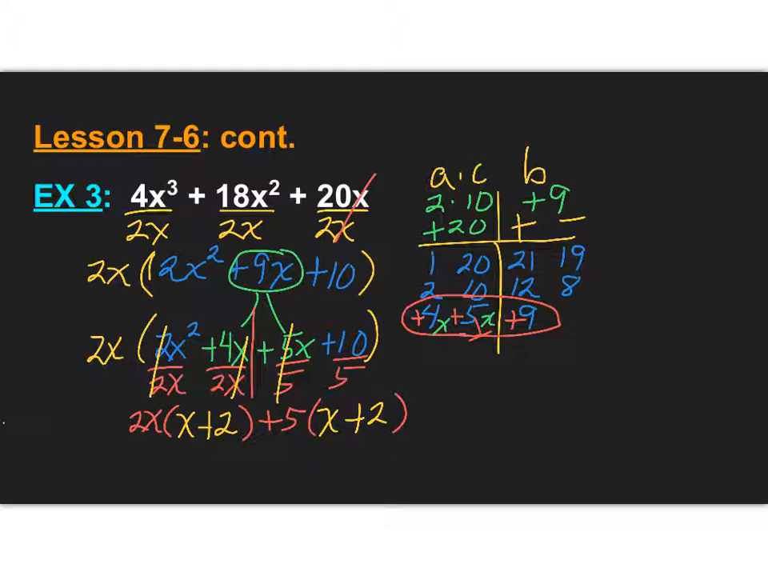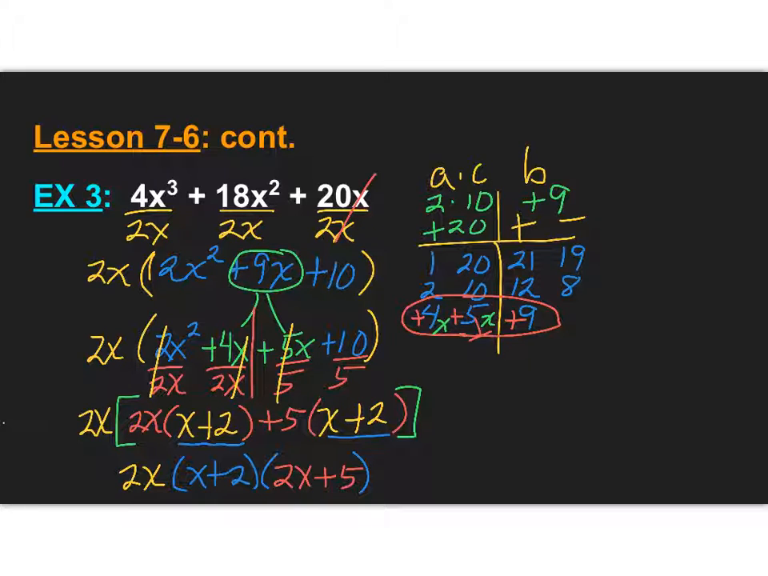And of course, don't forget, I'm going to add the brackets, and I'm going to bring down my original greatest common factor of 2x. So now for the final answer, they have an x plus 2 in common, so you're going to bring that out in front of parentheses. And then what's left in front, the 2x and the 5 are going to go here in the empty parentheses. And of course, don't forget to bring down the original 2x.